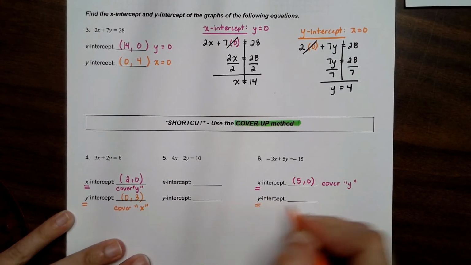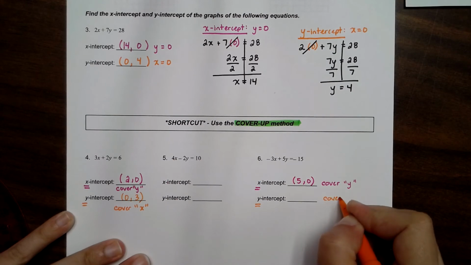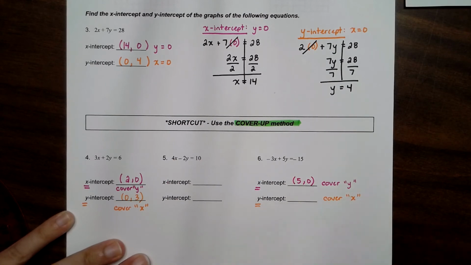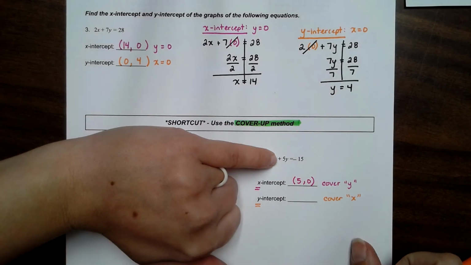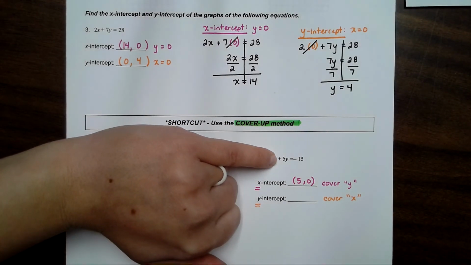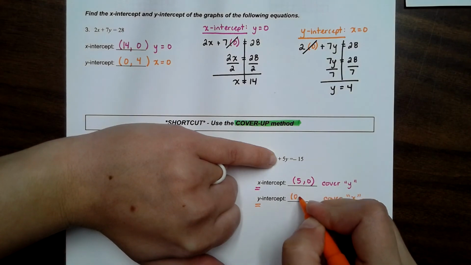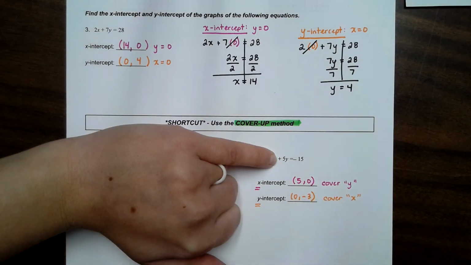To find the y-intercept, I would cover up the x. So with my pinky, I would cover up the negative 3x. I would divide by 5 on both sides, and I would get 0, negative 3.